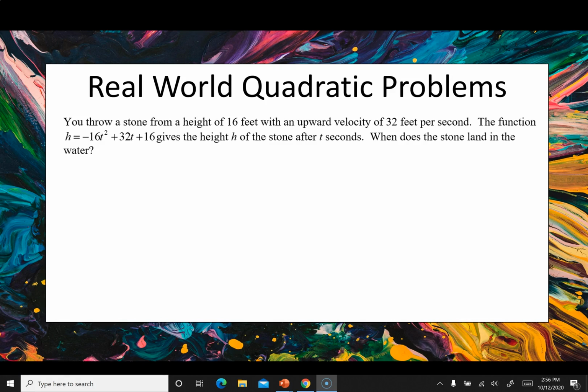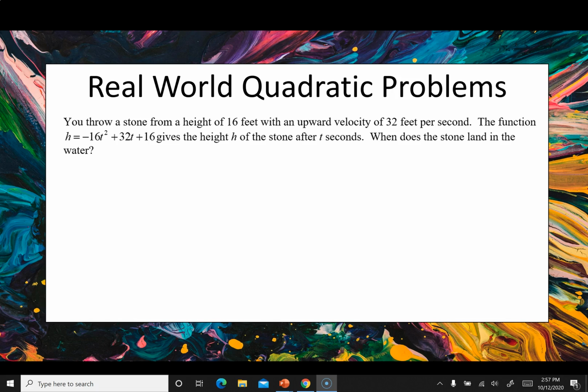You throw a stone from a height of 16 feet with an upward velocity of 32 feet per second. The function h equals negative 16t squared plus 32t plus 16 gives the height h of the stone after t seconds. When does the stone land in the water?